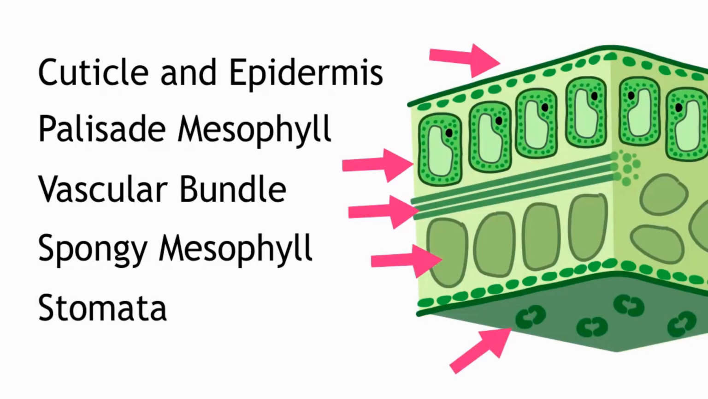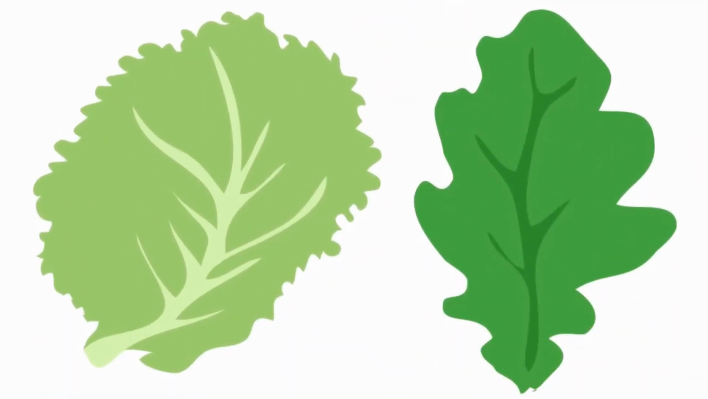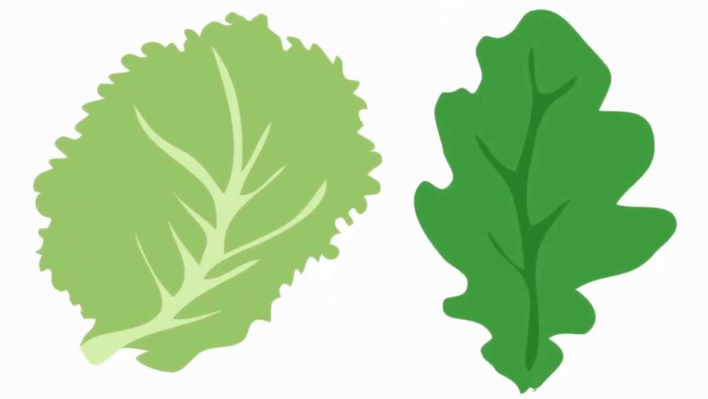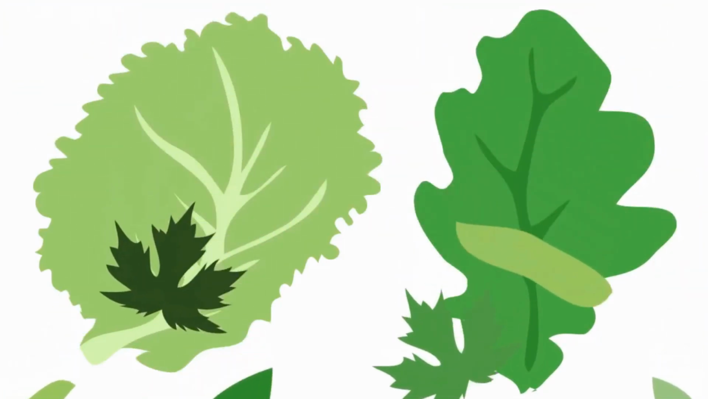Leaves come in all different shapes and sizes. Look at a cabbage leaf and an oak tree leaf. But most of them have these same parts in common, which allow them to get their reactants in and perform photosynthesis.